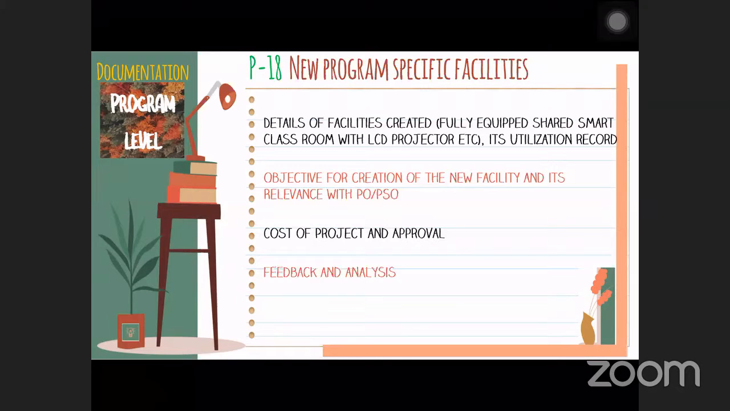What was the objective of creating this particular facility? What was your intention? How is it related to the program outcomes or program specific outcomes? A document which states all these things should be available in this file. Then what was the cost of the project and the process of getting approvals; the documents which lead to the approval of the creation of the facility have to go into this particular file.